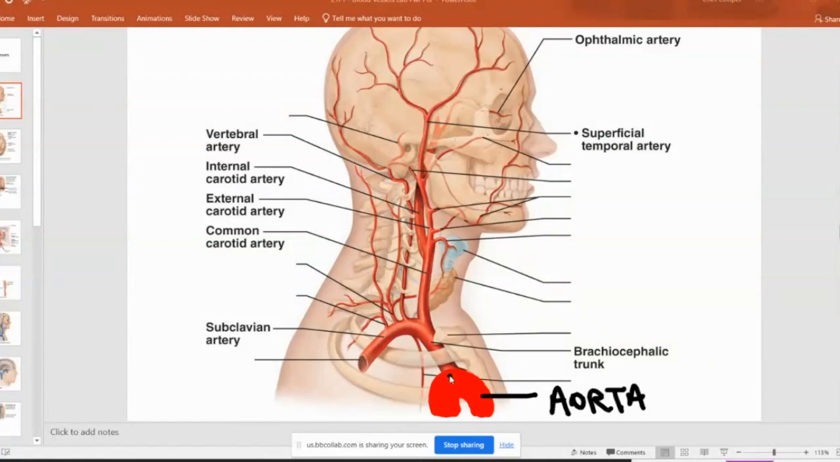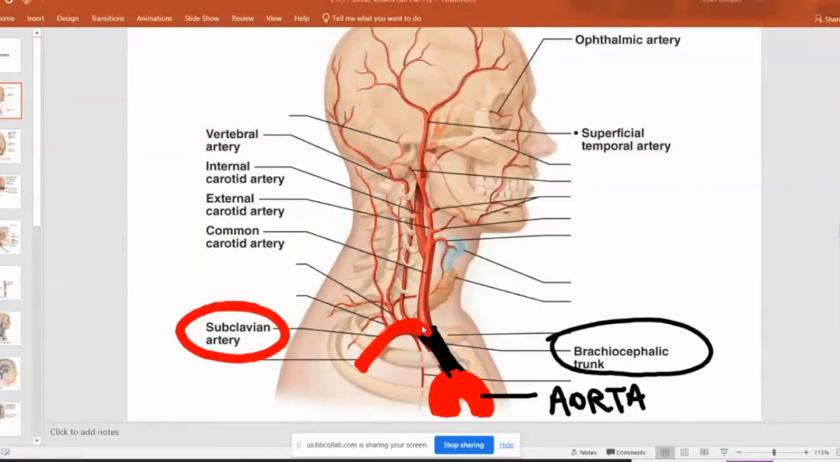So you guys tell me, what was the one that came out of the aorta right there, the aortic arch? There it is. Brachiocephalic trunk. And then that brachiocephalic trunk does what? It splits and goes here. What is the one out here? And what is the one that travels up right there? Common carotid. Remember, always put artery. I know we're saying them without artery. On test day, always put the name artery with it.